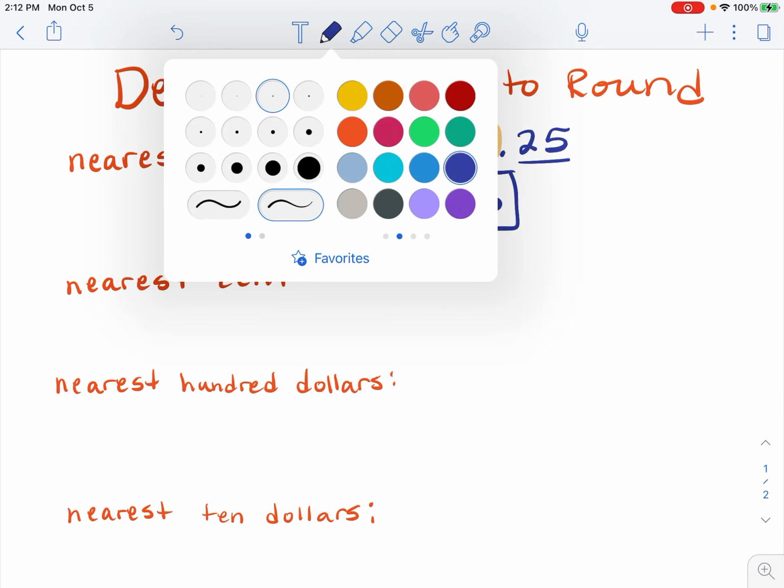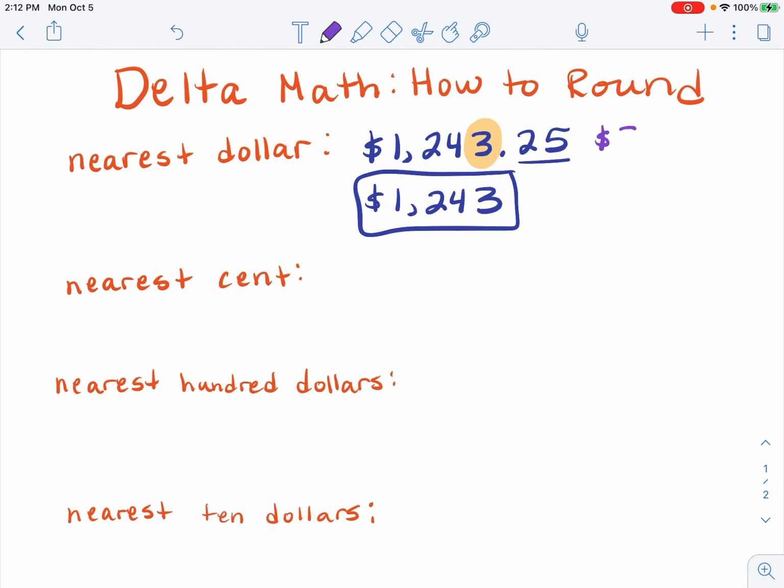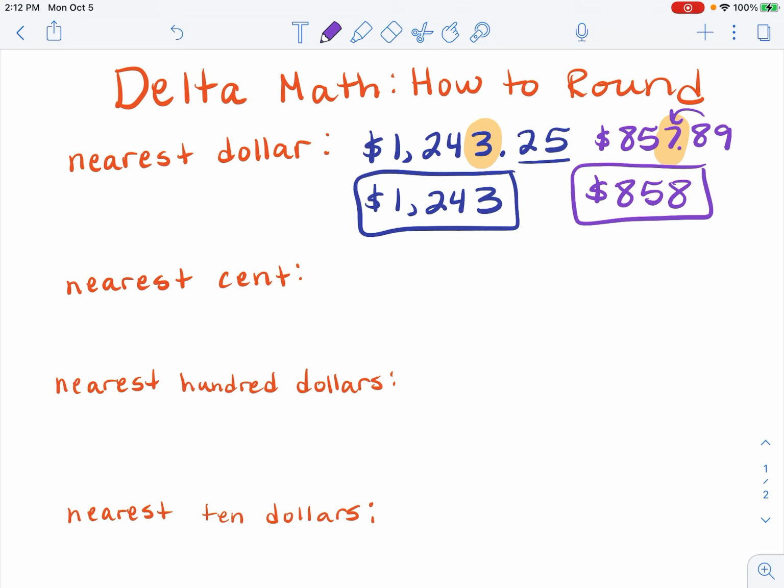Okay, if your answer was something like $857.89, the nearest dollar would be this number here, and you would want to round this up because of the 8, and so it would be $858 would be the nearest dollar.